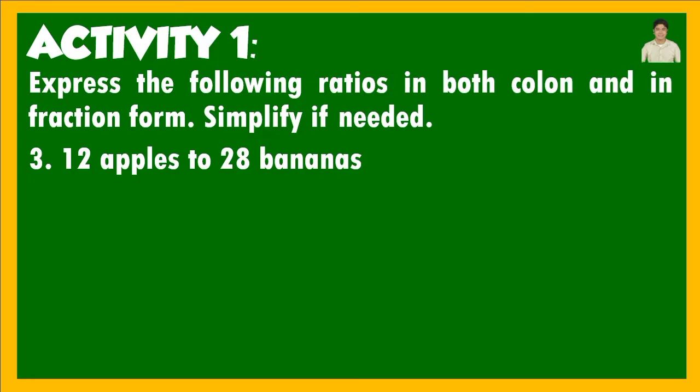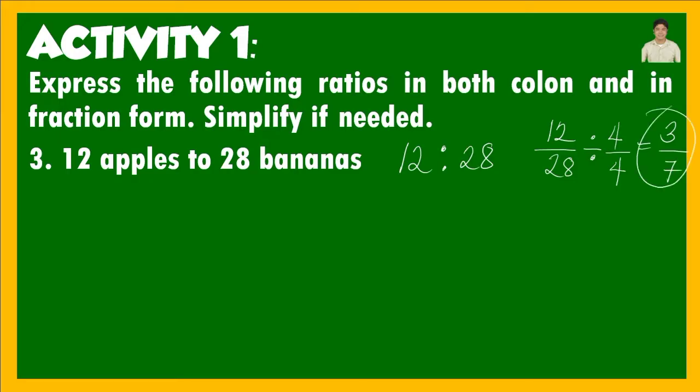Next, number 3. 12 apples to 28 bananas. So, in colon form, 12 is to 28. That is correct. In fraction form, 12 over 28. Pwede po nating isimplify yung 12 and 28 by dividing the GCF or the greatest common factor 4. 12 divided by 4, 3. 28 divided by 4, 7. So, ang sagot po natin dito is 3 over 7. Again, since 3 over 7 siya, yung 12 is to 28, pwede po natin isulat din as 3 is to 7.